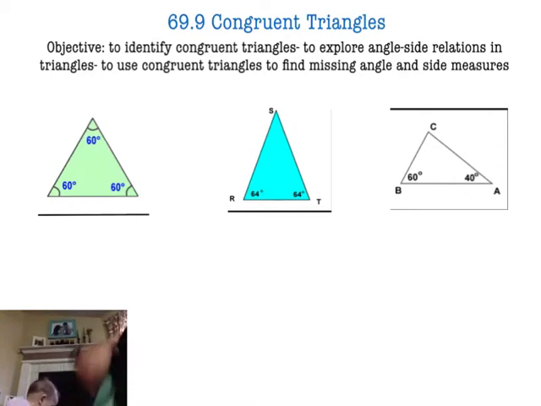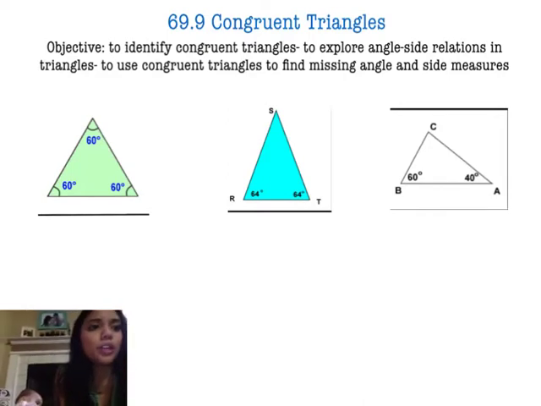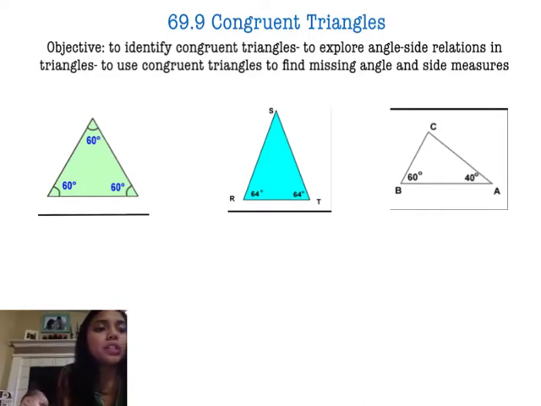Hey y'all, so today we're going to be doing congruent triangles. Our objective is to identify congruent triangles, to explore angle-side relations in triangles, and to use congruent triangles to find missing angle and side measures.